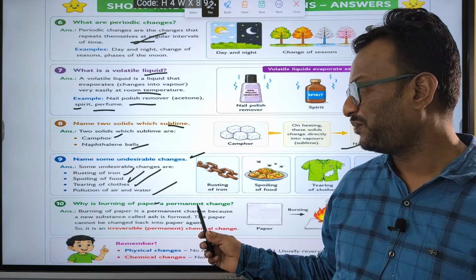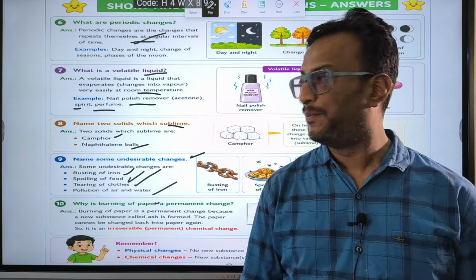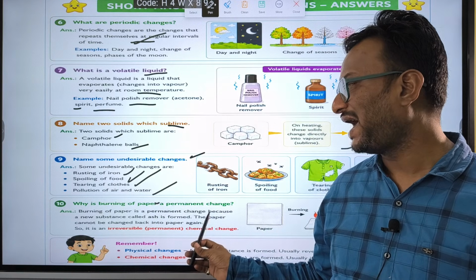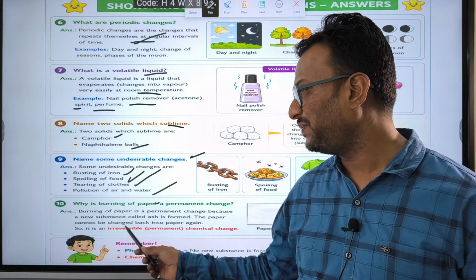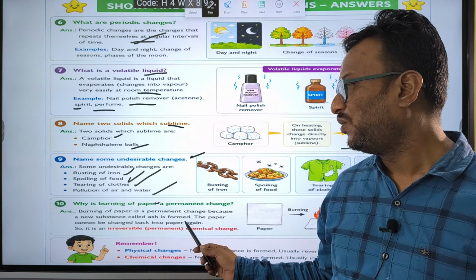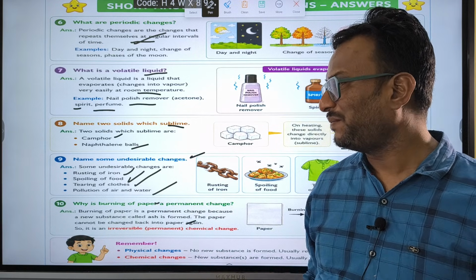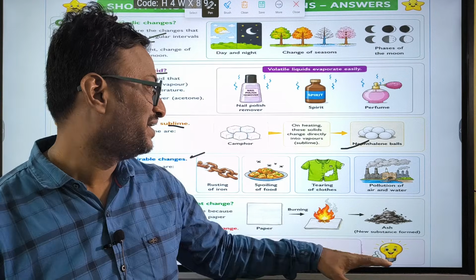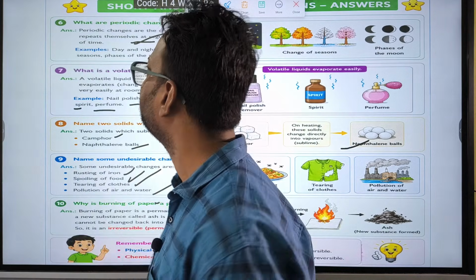Why is burning of paper a permanent change? Burning of paper is a permanent change because a new substance called ash is formed. The paper cannot be changed back into paper from ash. So it is an irreversible change, and once again it is a chemical change.